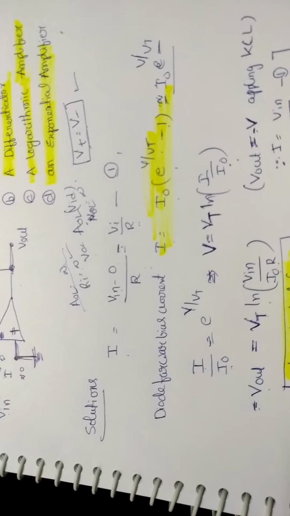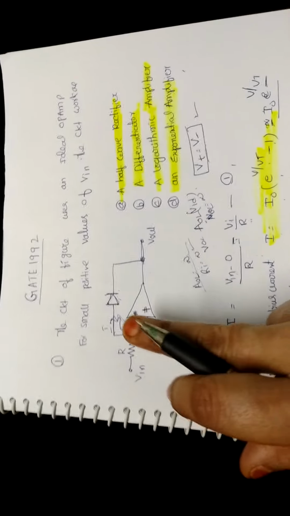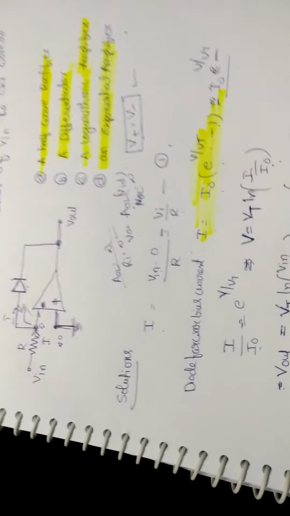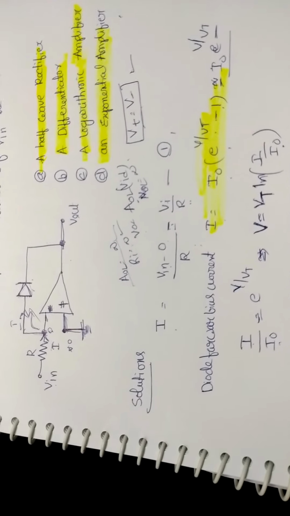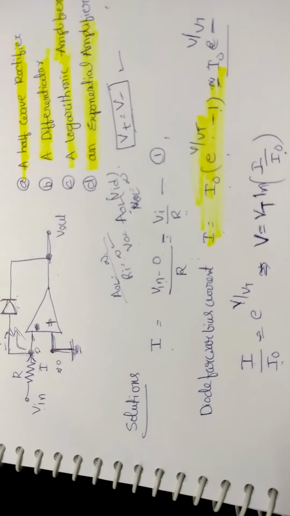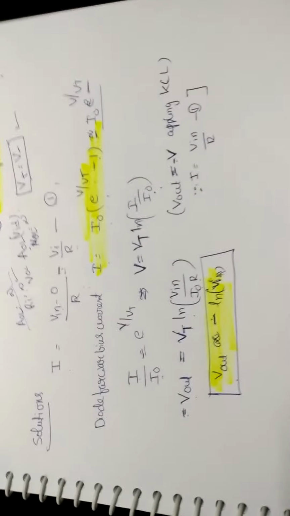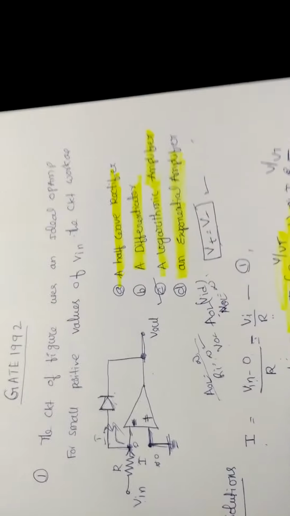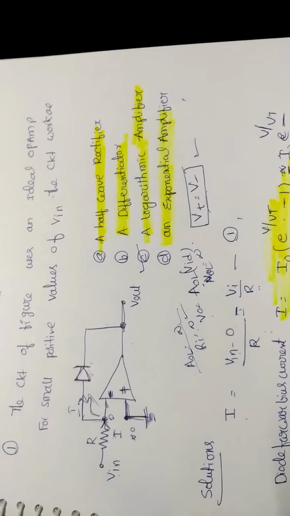So V out is directly proportional to minus the natural logarithm of V in. So we can say that the output voltage is the natural logarithm of the input voltage. The minus is nothing but the inverting configuration. When the diode is in the feedback loop, from this derivation we can say that the circuit acts like a logarithmic amplifier. So the right answer for this question is a logarithmic amplifier.